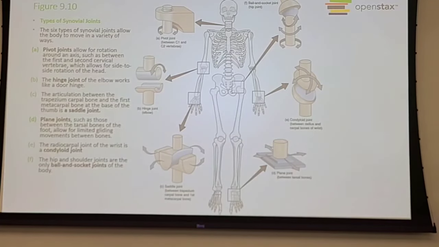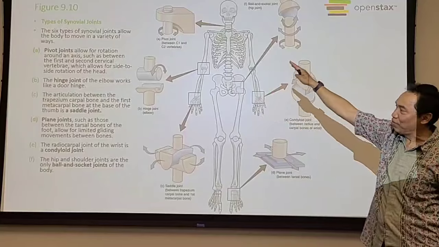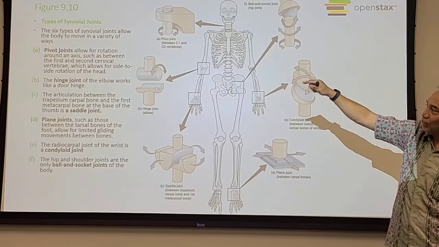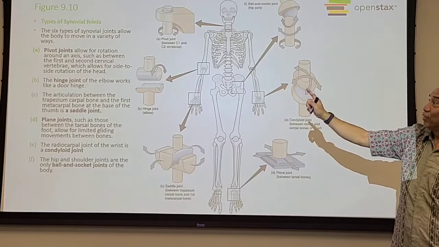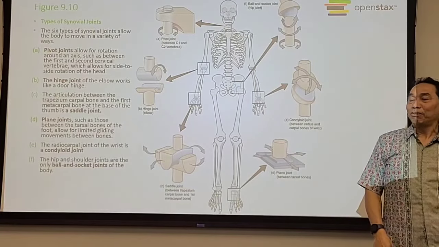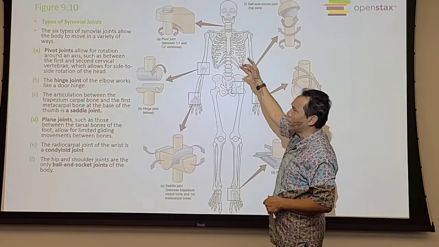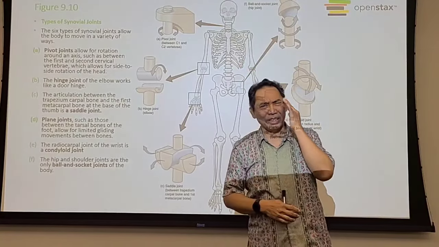Now again, we actually have this. How many types of synovial joint? 1, 2, 3, 4, yeah, 6 over there, right? The first one is the pivot joint. So we actually start from the top over here. There is a pivot joint between our dens. Our second vertebra, what is the name of the second vertebra?